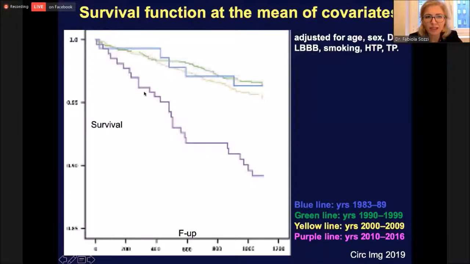They say that when they analyzed the patients that were studied in the 90s, you can see the blue line, you have a different behavior compared to the patients analyzed in the last decades. The purple line, years 2010 to 2016, and then yellow and green is in between. So they divided the four decades 10 by 10, more or less. And then we see that the survival is worse in these decades, the one that we are living in. But the population was similar, all patients with a negative stress echo because of the low risk.